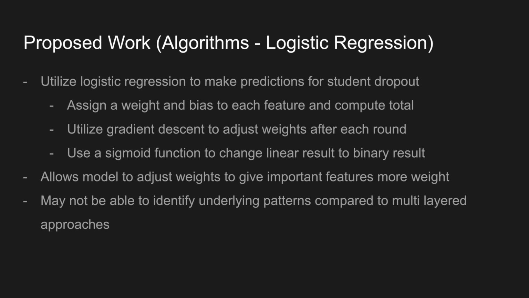Logistic regression utilizes a sigmoid function, which is different from linear regression, in order to change the probability to a binary result. The model utilizes a gradient descent algorithm to adjust the weights and biases after each training round, which also allows the most important features to get more weight. But one potential downside of logistic regression is that it might not be able to effectively find some of the underlying complex patterns that other machine learning techniques may be able to use, such as neural networks.